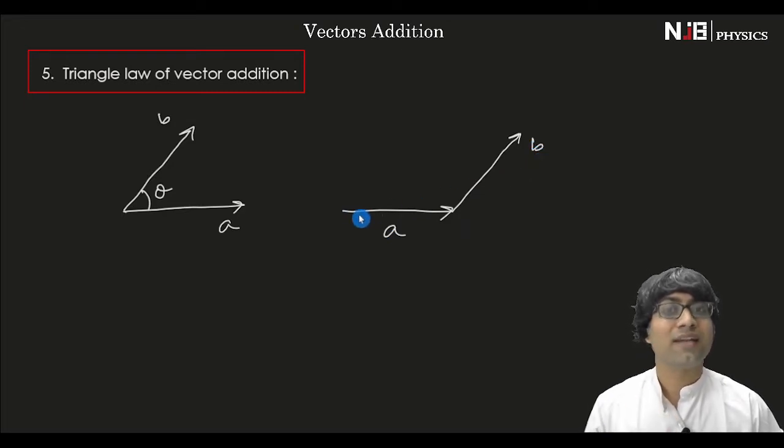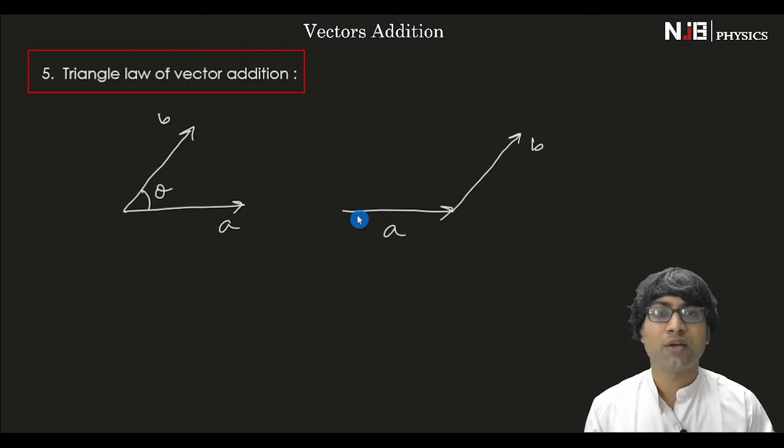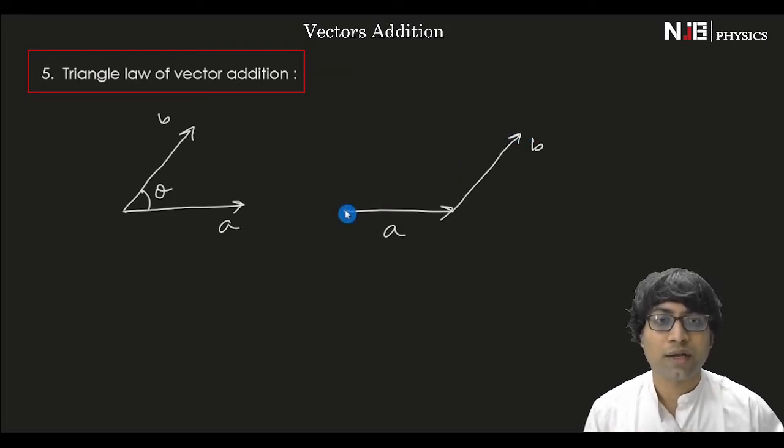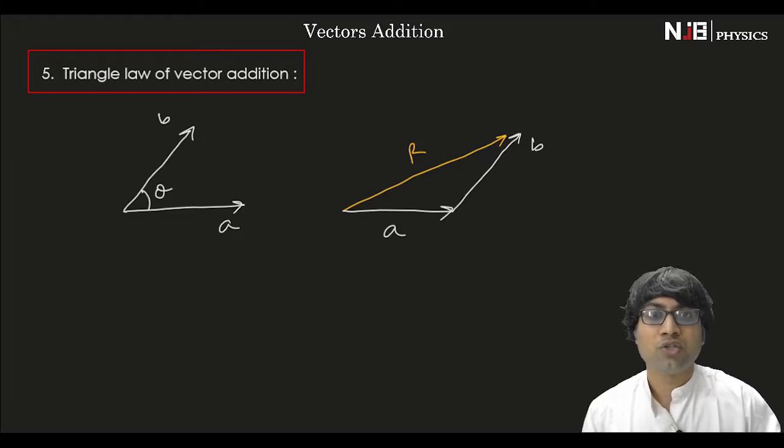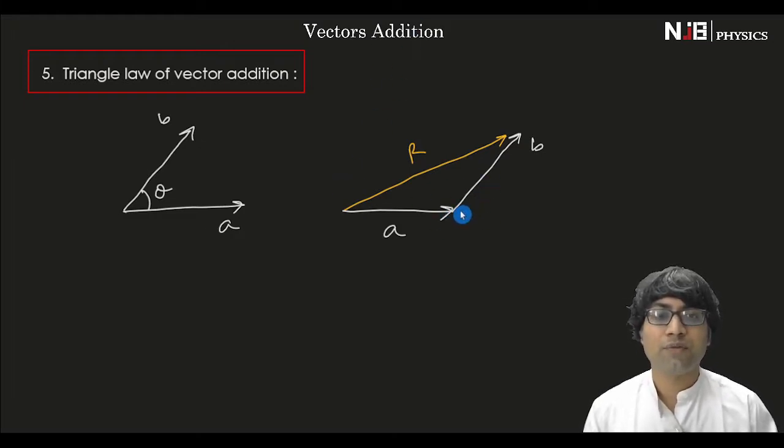Now what is the resultant? What is the addition of the two vectors? Well, the addition of the two vectors will be from the tail of the first vector to the head of the second vector, and therefore this is going to be the resultant vector R. So in this diagram, what is the angle between the two vectors? Is this the angle between the two vectors? No, the angle between the two vectors is this angle theta.